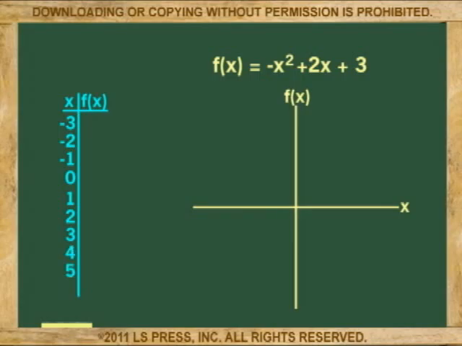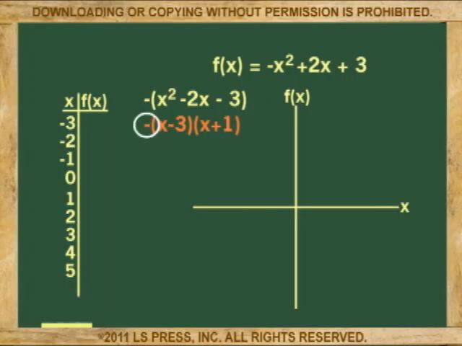Before we start, we can factor the trinomial to find where the parabola crosses the horizontal axis. We write negative x squared plus 2x plus 3 and factor the negative 1 attached to x just to make things more familiar. We get negative x squared minus 2x minus 3. We factor the trinomial into two binomials, x minus 3, x plus 1. Don't forget the negative sign that has been factored.